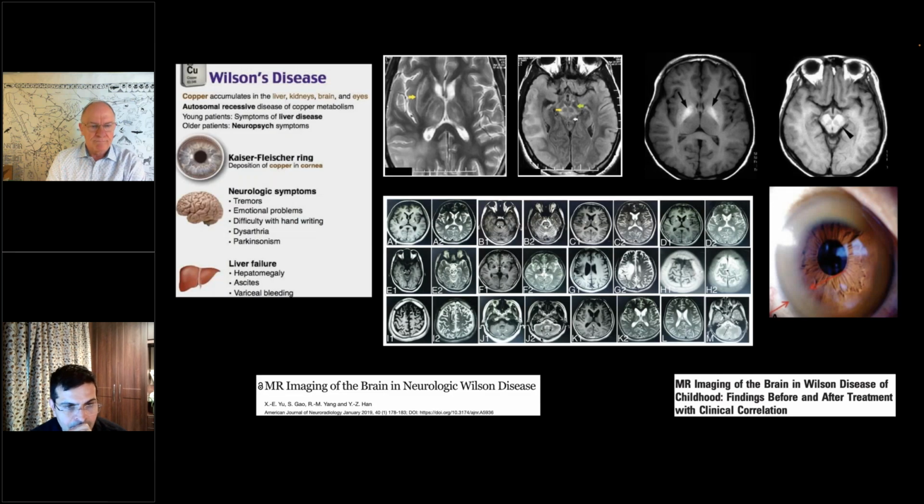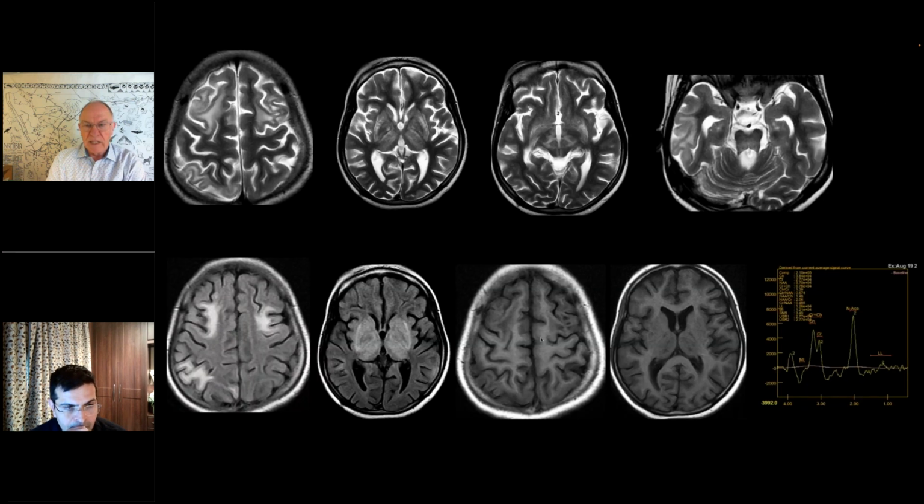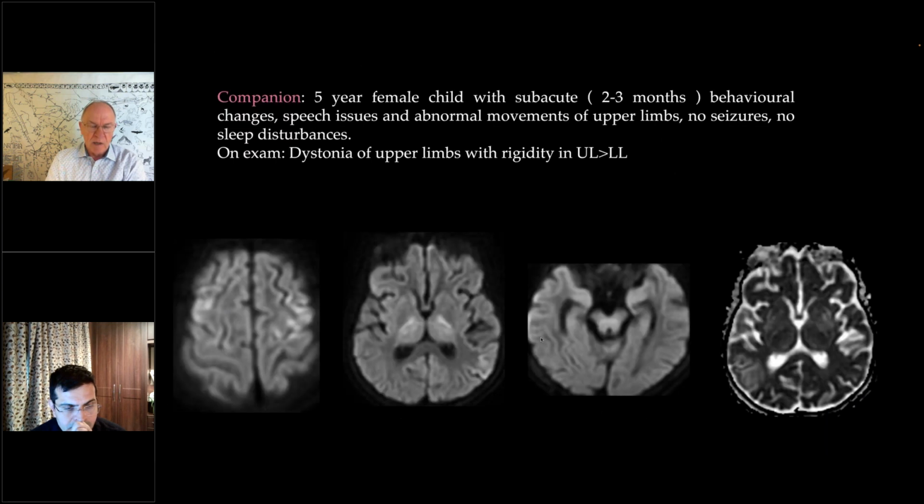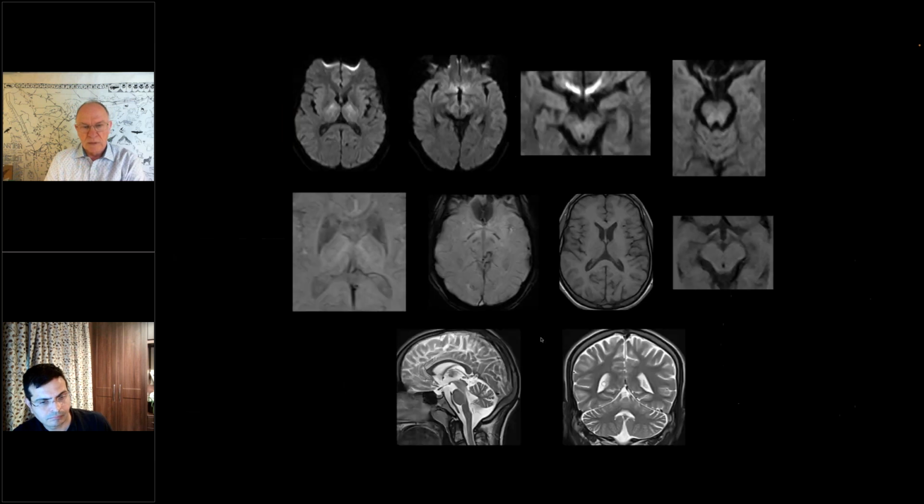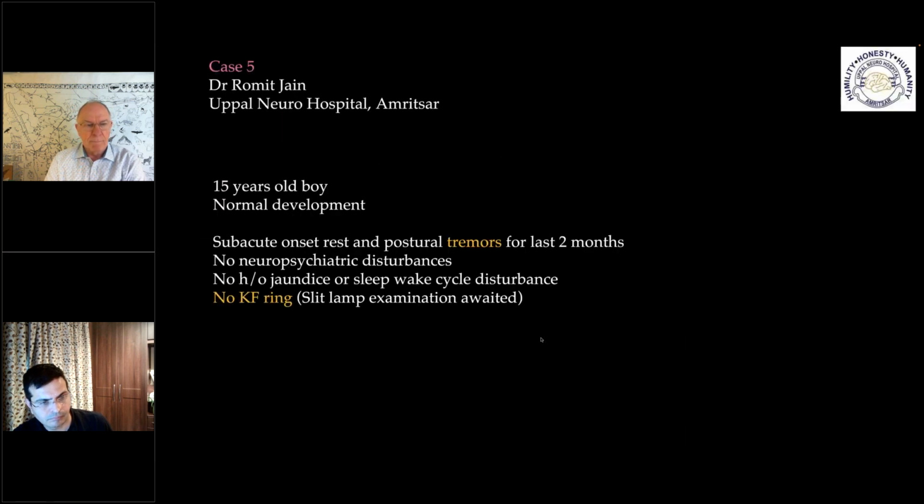Romit? Yes, sir. Nihaal, just a detail. We have discussed this case earlier, and I think that the age of the child is not correct. It's not 5, it was 15, because at 5 years you may have hepatic Wilson disease, but not neurological. So this 5-year is not correct. Okay. So this is 15 now.